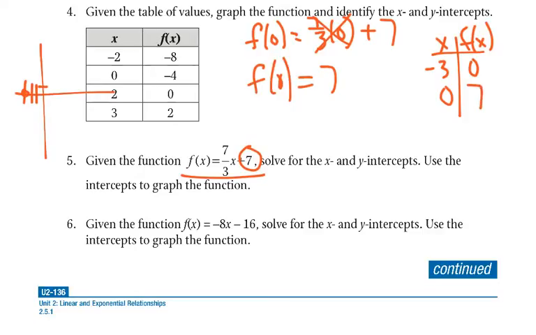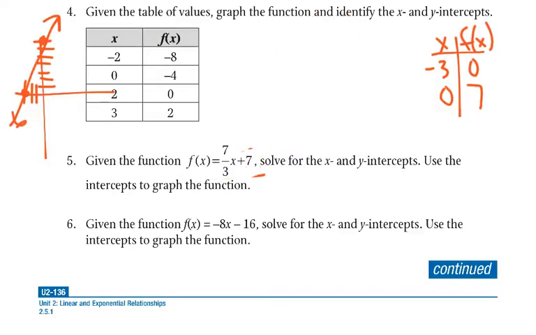So our y is 7. And then you draw your graph. And that's all there is to it. Okay, so number 6, same idea.